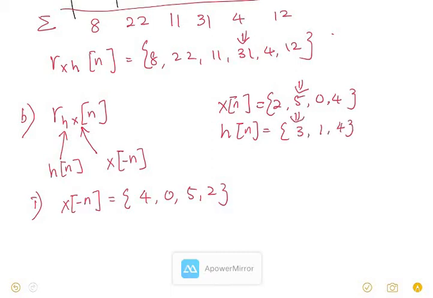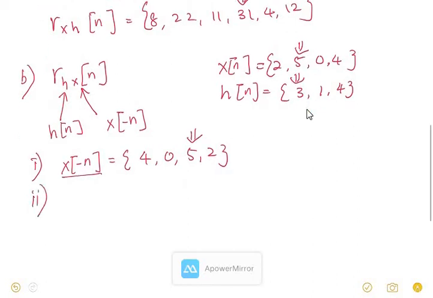Now you flip the second signal, that is the x[-n]. Here we have 2504, we flip, you get 4052. Okay, and the origin remains the same location. Okay, second step, you need to find the starting index.